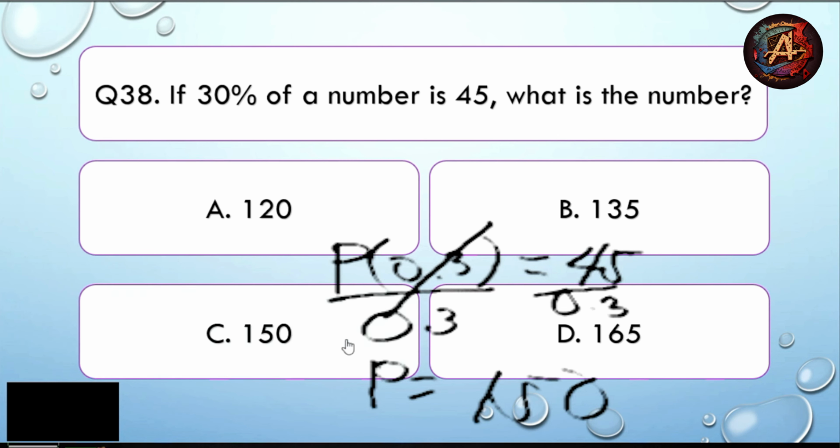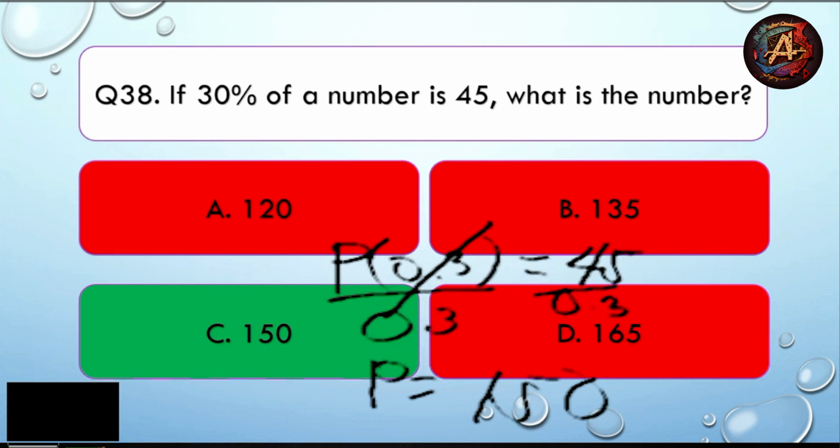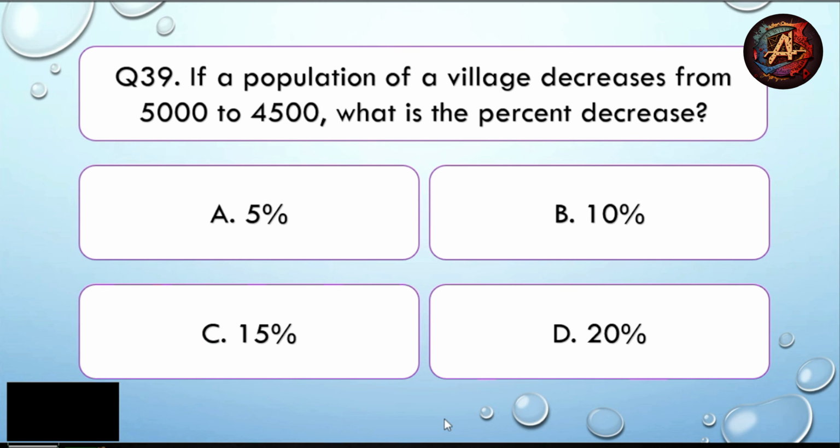Now let's check whether we are correct. All right, we are correct, my dear math learners. Easy, right? So now let us go to question number 39. If the population of a village decreases from 5,000 to 4,500, what is the percentage of decrease? Is it A, 5%, B, 10%, C, 15%, or D, 20%? I'll give you 5 seconds.